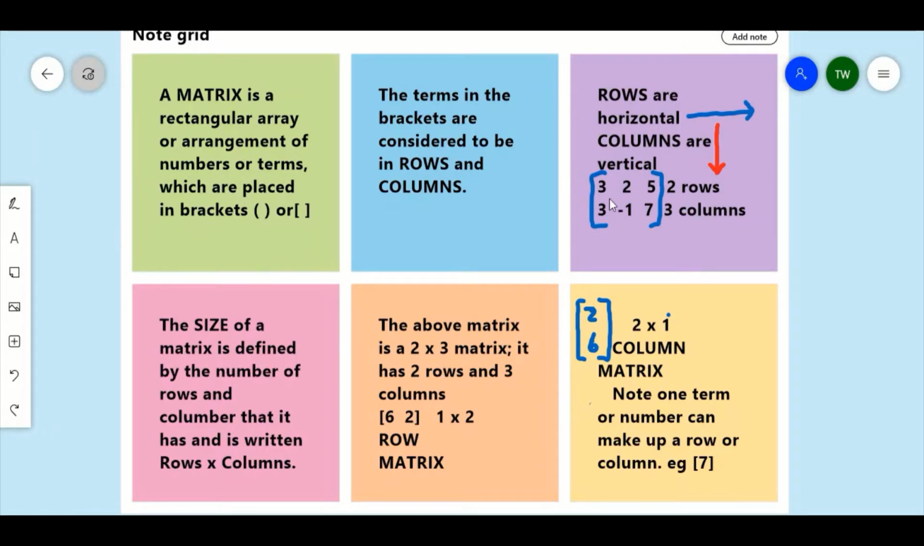Example, here I have a matrix, and this matrix is 3, 2, 5 on top and 3, negative 1, 7 on the bottom. As you can see, this matrix has 2 rows and 3 columns. So this would be row 1, and this would be row 2. Now 3, 3 would be column 1, 2, negative 1 would be column 2, and 5, 7 would be column 3.